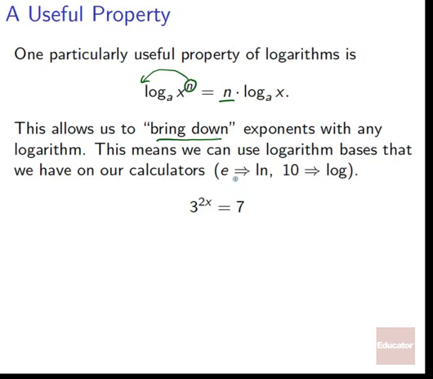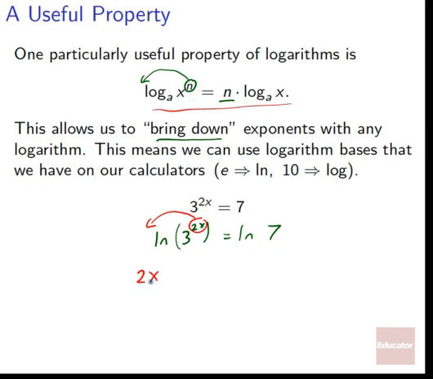So remember, e is the same thing as natural log, 10 is the same thing as log without a number on it. So if we want, we can just start off by taking natural log of 3 to the 2x equals natural log of 7. So at this point we can bring down the 2x. It comes down to the front by this property up here.